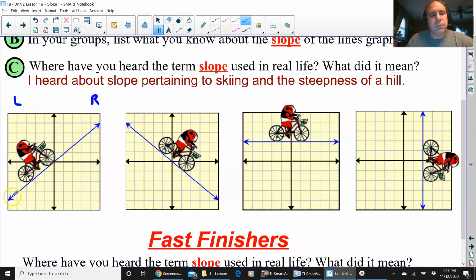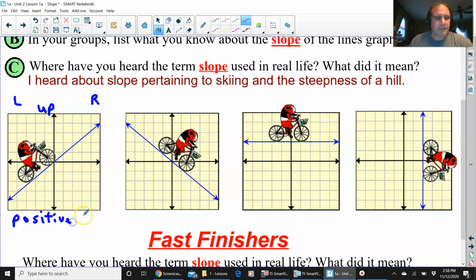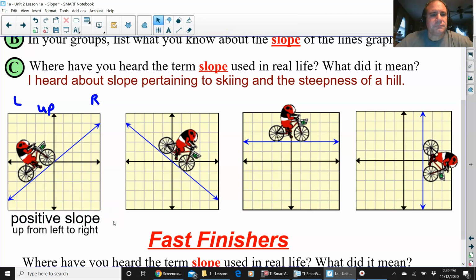So when you do read from left to right, is this line going up or is it going down? Left to right, look at my pen. Is that going up or down? Yes, if you said up, you're talking about a positive slope. And I'll type that. Okay, so that is a positive slope. It goes up from left to right.